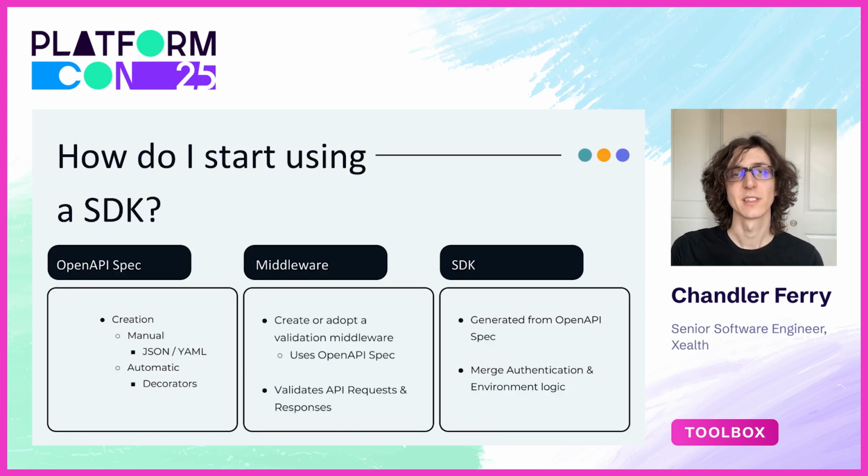Well, as we discussed, we create an OpenAPI specification, whether that's manually created using JSON or YAML, or automatically created using decorators on your backend API server code. Then we can adopt or create an OpenAPI validation middleware that guarantees the API requests and responses meet the specified criteria. This ensures that all those requests and responses are compliant with that specification to be allowed through. This is not a breaking change if the specification is created properly.